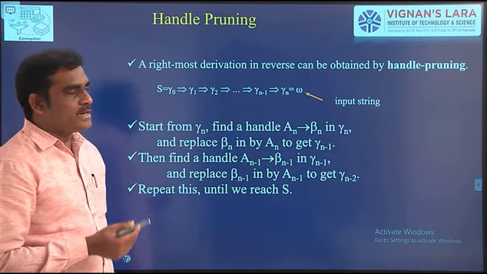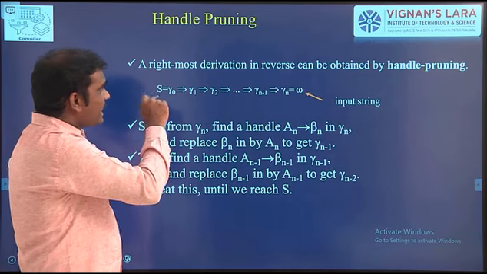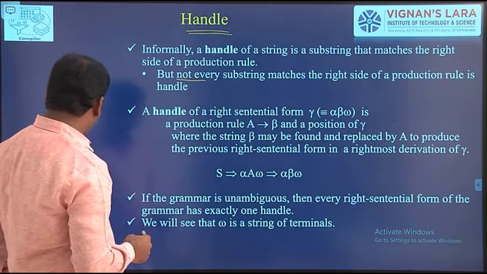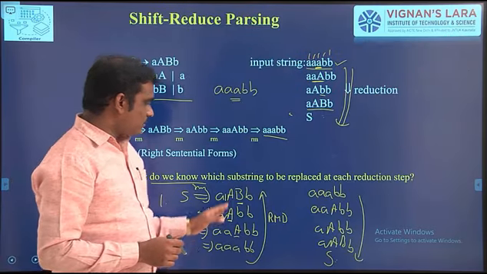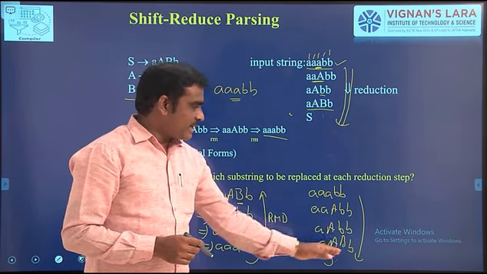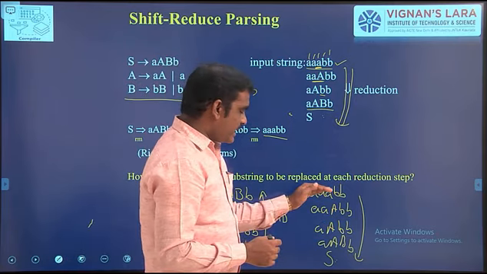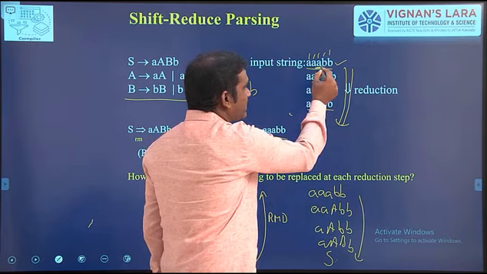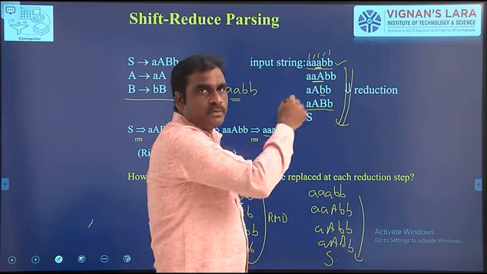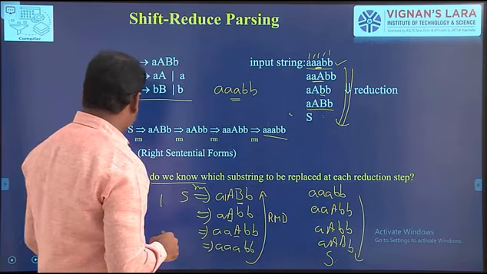And the next one is handle pruning. Handle pruning means a rightmost derivation in reverse can be obtained by handle pruning. So first apply rightmost derivation and then reverse. This process we can call handle pruning. What is meant by handle? In each and every step we identify one symbol, and that symbol is replaced with some production. That one we can call the handle. This process we can call handle pruning.